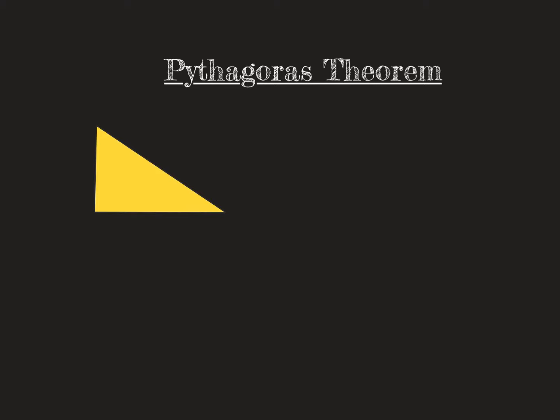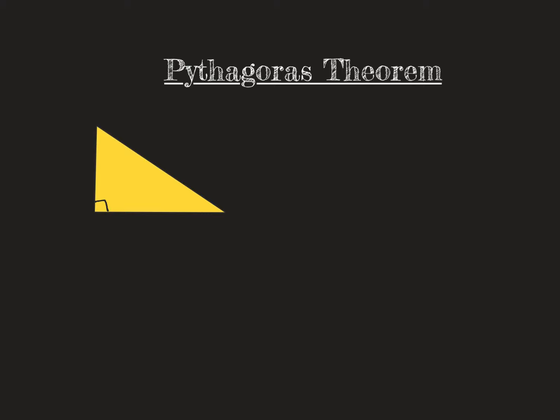Okay, so we're going to take a look at Pythagoras' theorem. Pythagoras' theorem only applies to right angle triangles. So if you've got a question and it doesn't have a right angle triangle, then Pythagoras' theorem is not what you're going to use to solve that. So this triangle here has a right angle in it, a 90-degree angle.